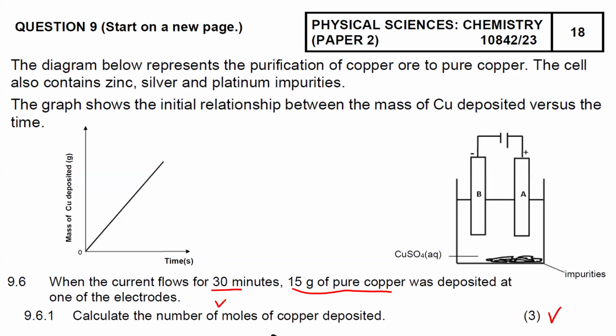I'm giving you 2 minutes, Nombuso. What formula am I going to use, Nombuso, to calculate the number of moles of copper deposited? The current flows for 30 minutes. 15 grams of pure copper was deposited at one of the electrodes. Calculate the number of moles of copper deposited. Nombuso, what formula are we going to use here to calculate the number of moles?